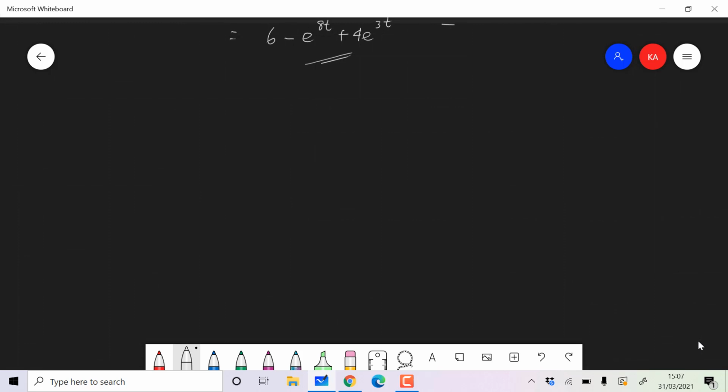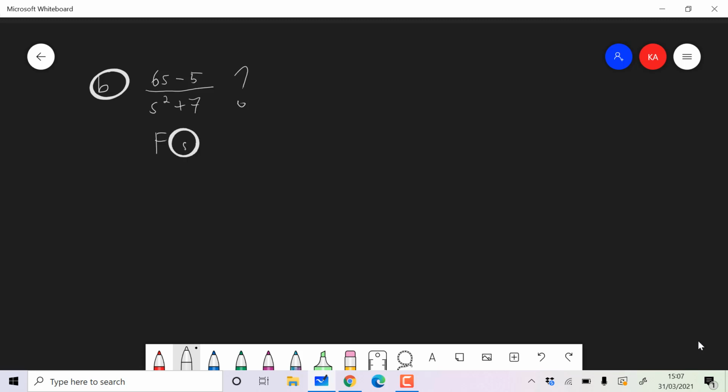So for example, example B here: 6s minus 5 per s squared plus 7. What is the inverse Laplace transform? We can solve it by writing this equation Fs as 6s per s squared plus 7, minus 5 multiplied by 1 per s squared plus 7.